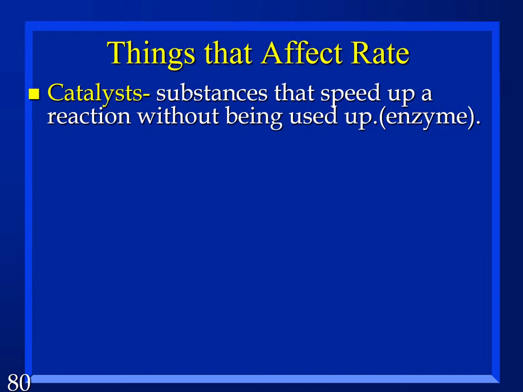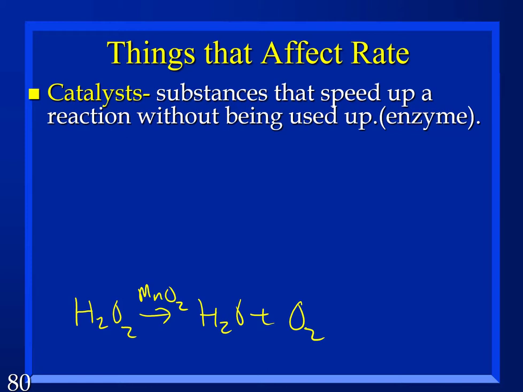When I write the equation for what happened in the labs, it was H2O2 makes H2O plus O2, and the catalyst MnO2 went over the arrow. Because it wasn't a reactant, it wasn't a product. All it did was speed up the reaction.